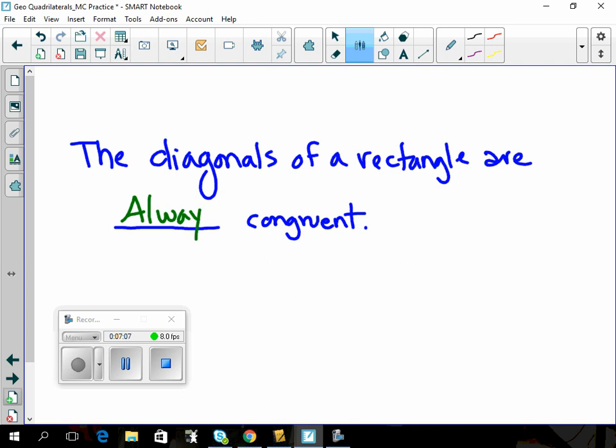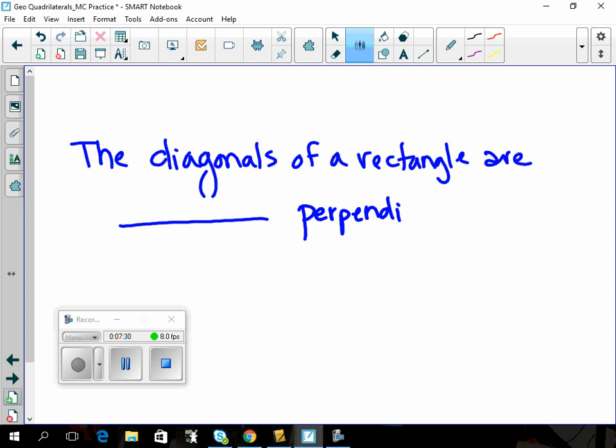Now, I could change the question and make this, what's the other option? A perpendicular would be the other option, wouldn't it? So if I change this question and I said, all right, the diagonals of a rectangle are what? Perpendicular. Are they always perpendicular, never perpendicular, or sometimes perpendicular? This is the sometimes option, right? Because in a rectangle, well, when are diagonals perpendicular?